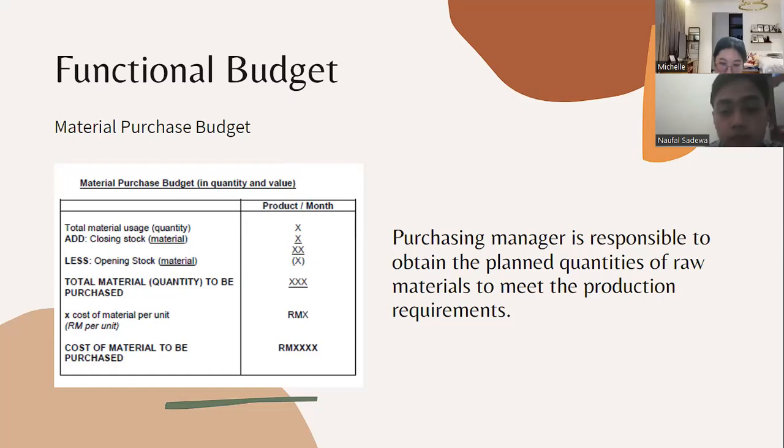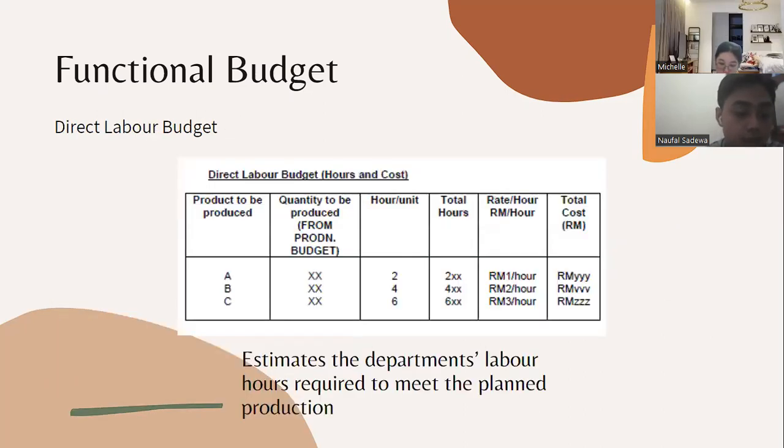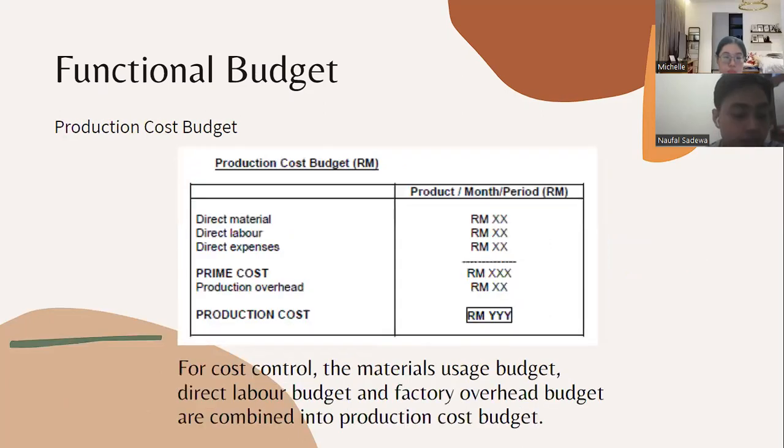Then the material purchase budget. The purchasing manager is responsible for obtaining the planned quantities of raw material to meet the production requirements. It is used to purchase material at the right time and at the planned purchase price. And the next is about the direct labor budget. The direct labor budget estimates the department's labor hours required to meet the planned production. This is the example of payroll. And the last is the production cost budget. For cost control, the material usage budget, direct labor budget, and factory overhead budget are combined into the production cost budget.